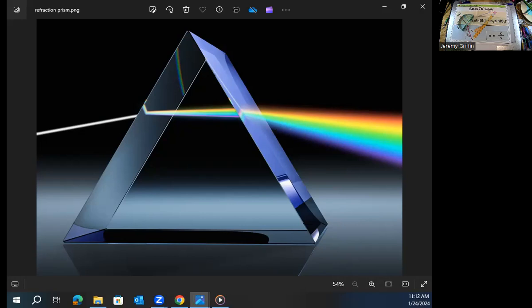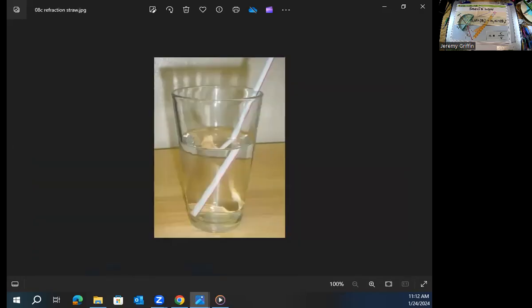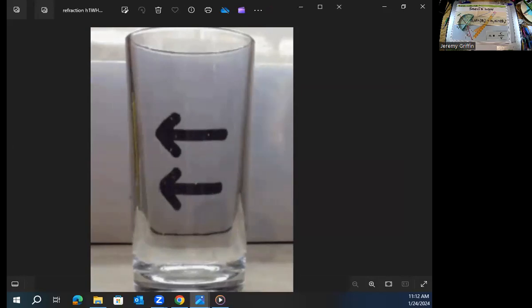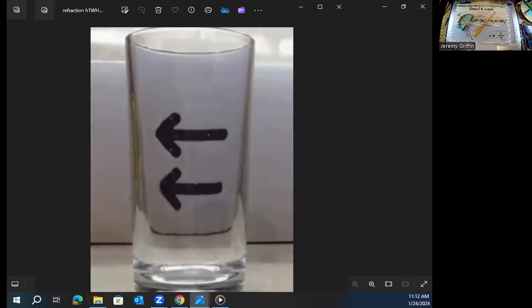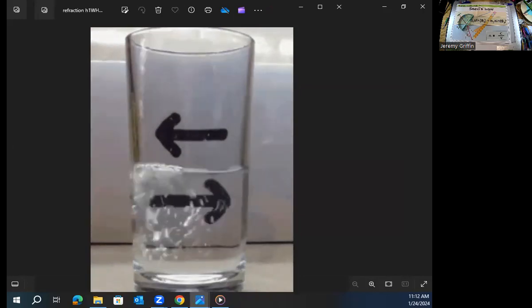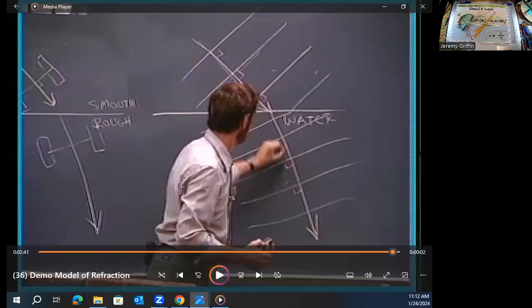It's refraction. So what else we got here? Oh, if you put a straw in water, right? It looks like it's bent. It's not really. It's some kind of optical illusion. It has something to do with light going through it and bending. And ooh, how about this one? Ooh, animation. Oh, look, the direction of the arrow changes. Refraction. Yeah. Right. So got another Paul Hewitt video.